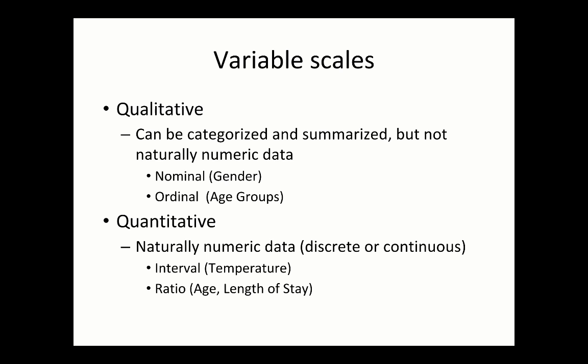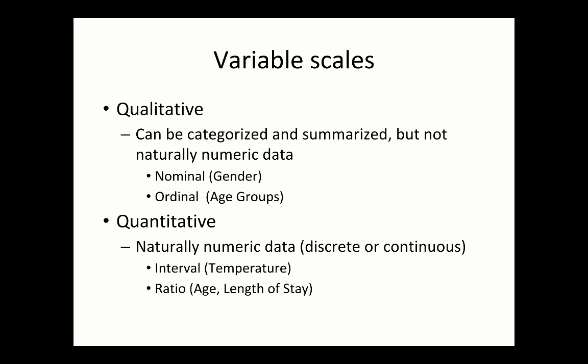When considering the best way to visualize data, it really depends on the type of data you're working with. There are really two major types of data: qualitative and quantitative. Qualitative data can be categorized and summarized, but there's no real natural numeric values. It can take on two main forms, nominal and ordinal, where nominal data falls within discrete categories that don't have any apparent natural order. For instance, an example would be gender. Ordinal data falls within discrete categories, but it can have inferred order to it. An example would be age groups.